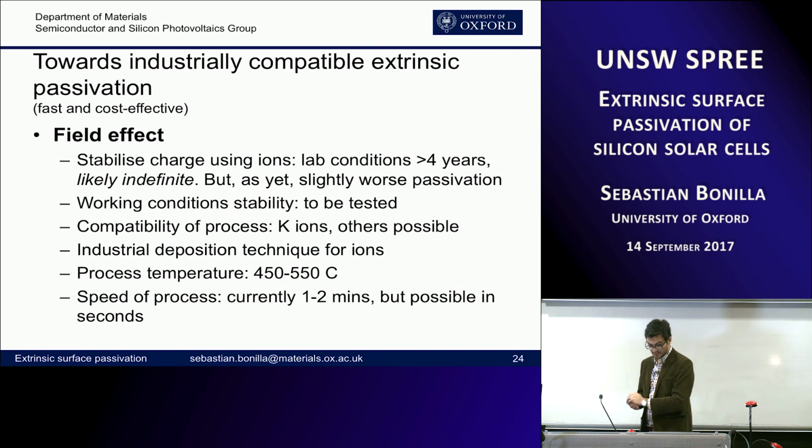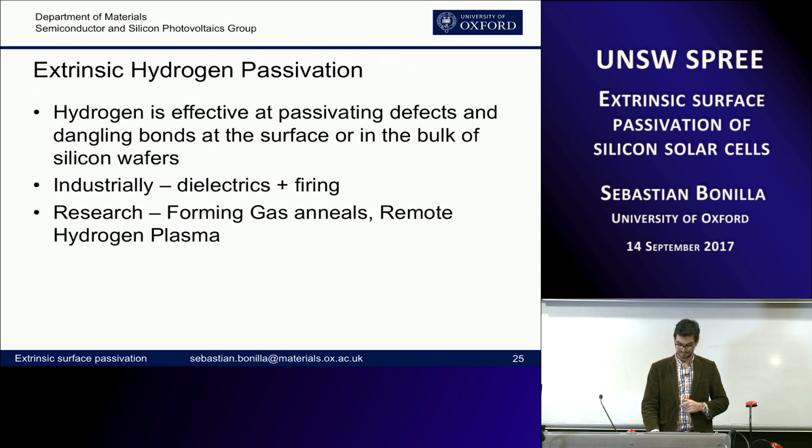Okay, so just to summarize this part, we've made pretty good progress towards a method that could be industrially used to extrinsically passivate a silicon surface. We're still working on how to get the right combination of ion, diffusion, the times, and the stability. But so far, the results are very, very positive.